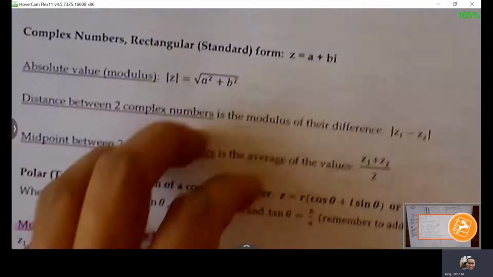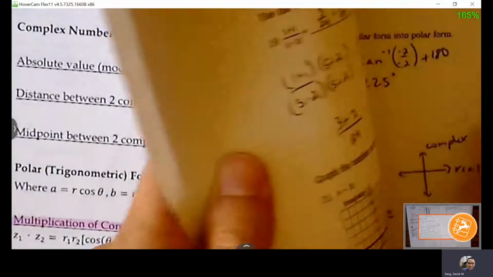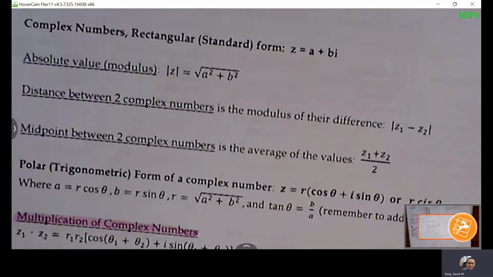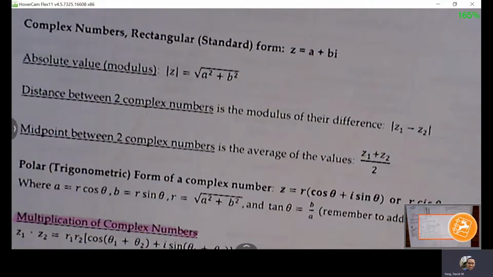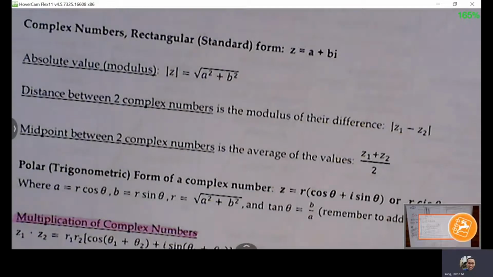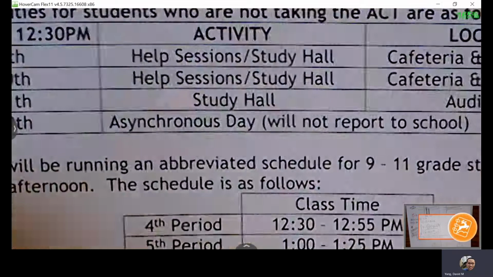Yeah, so I'll show the. Do I have the? Yeah, I thought I had the schedule. Oh yeah, I do. Here's the schedule.